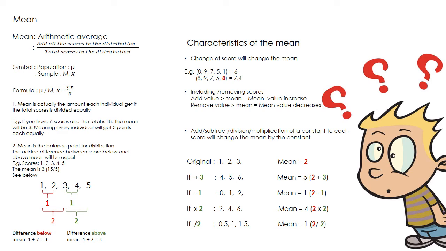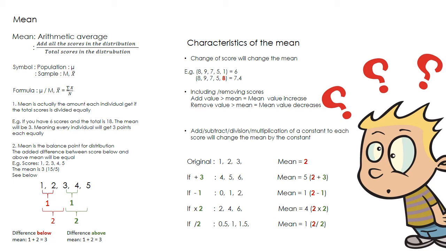Secondly, the mean is a balance point for the distribution, meaning when you add the differences between scores below and above the mean, they will be equivalent. Let's say that you have scores 1, 2, 3, 4 and 5. What will be the mean of these scores? It will be 3. How did we get 3? 1 plus 2 plus 3 plus 4 plus 5 gives you 15, and you have 5 scores in it. So 15 divided by 5, you get 3.